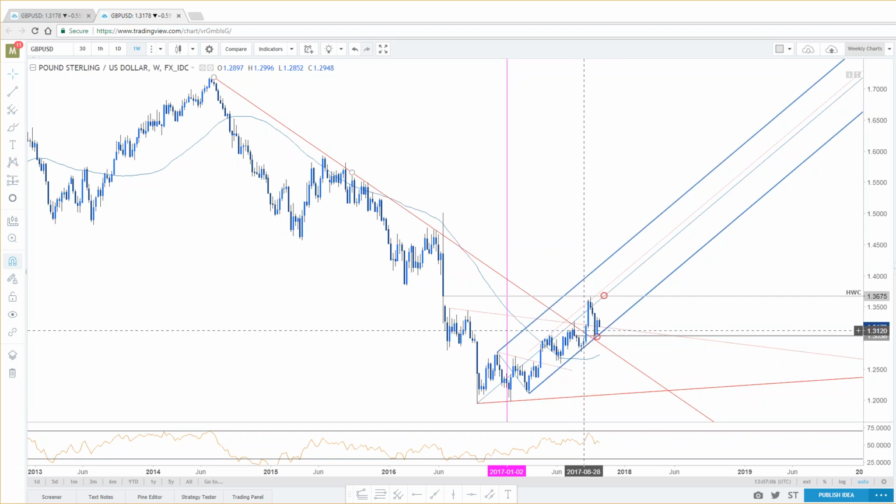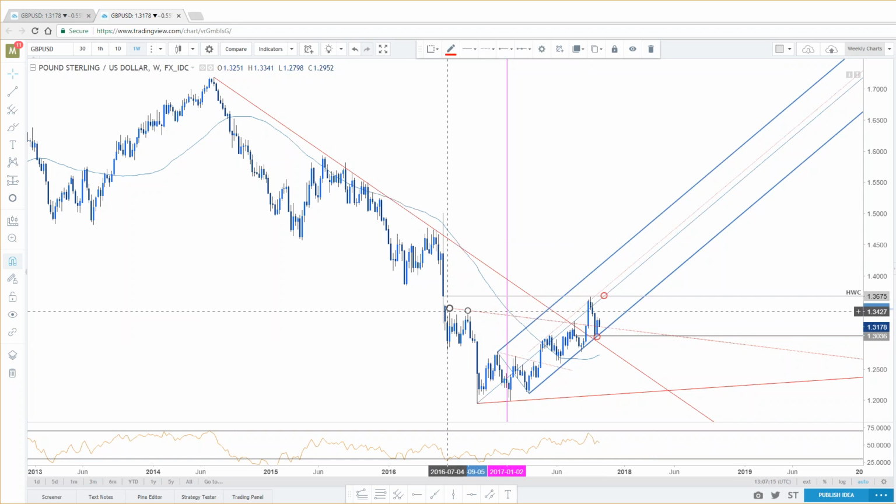So once that broke, cool. Up into the upper parallels, a sliding parallel off these highs caught the high. The pullback, I wanted to find support along here, this consolidation break. But at the end of the day, our bullish invalidation was here. And this is where we rebounded.